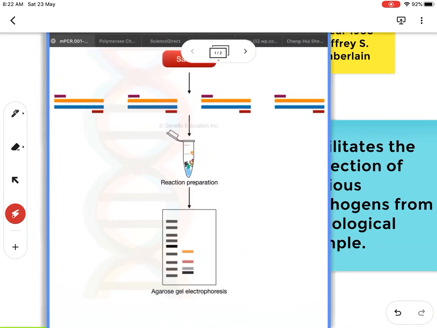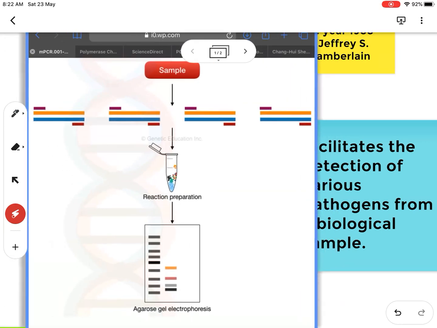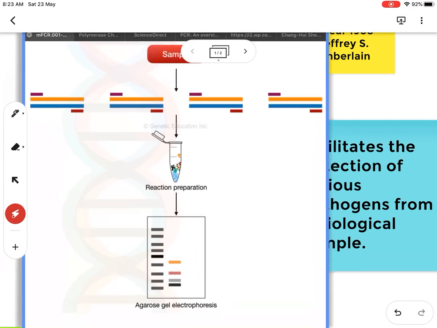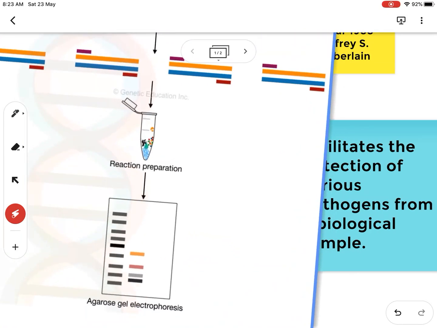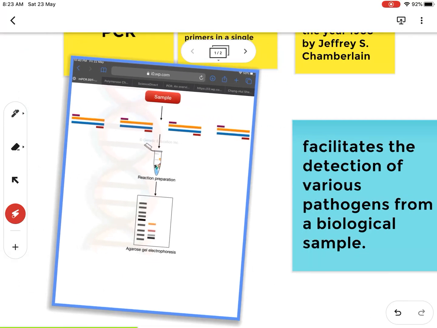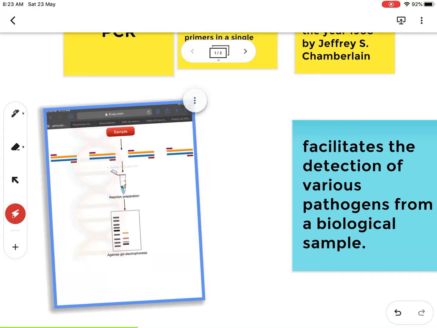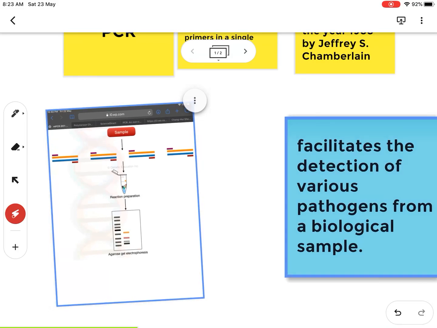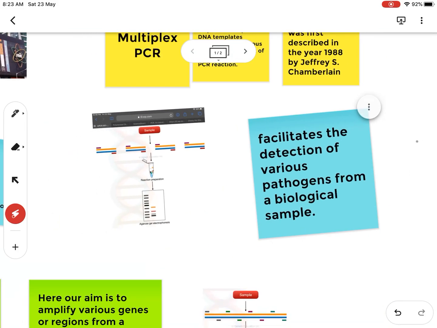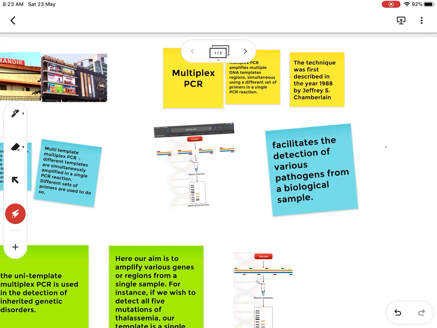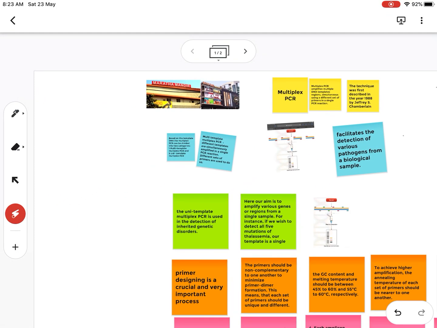So here you can see that the biological sample contains different sets of template DNA. They are mixed with different sets of primers, and they are amplified in a single run so that it can be detected whether the pathogens are present in the sample or not. So this PCR technique facilitates the detection of various pathogens from a biological sample.